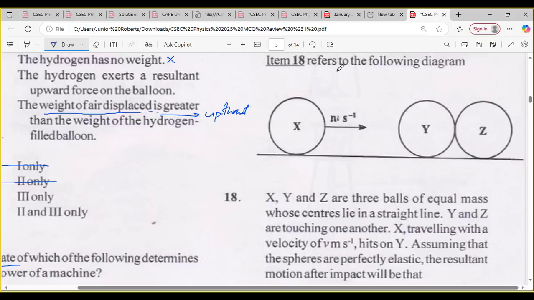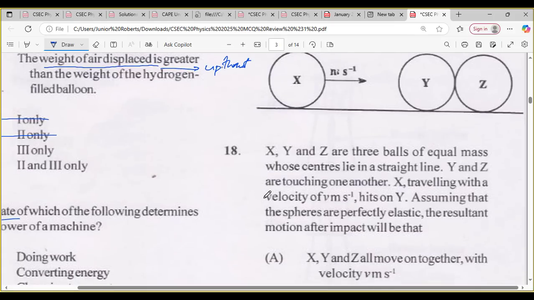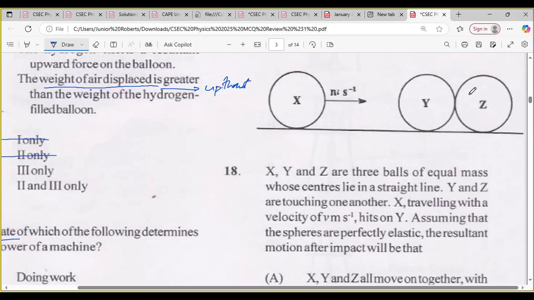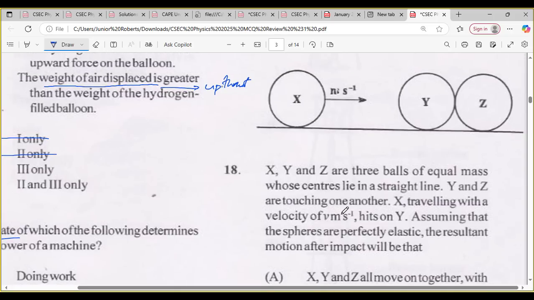item 18 refers to the following diagram, where we have these three balls, X, Y, and Z. It says X, Y, and Z are three balls of equal mass whose centers lie in a straight line. Y and Z are touching one another as shown. X, traveling with a velocity of v meters per second, hits Y. Assuming that the spheres are perfectly elastic, the resultant motion after impact will be. So what we want to determine is what will happen to the balls after X collides with Y and Z.